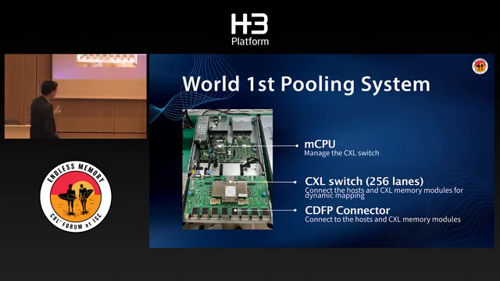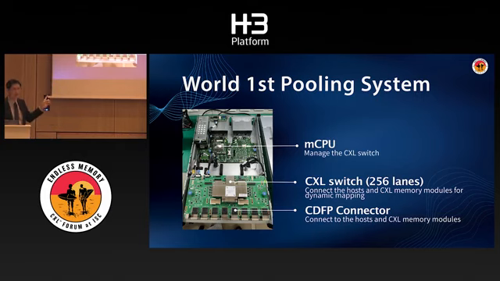We based this on the SCON 256 CXL switch. So there is a switch to connect to the host and also the CXL memory modules. And then there's one MCPU. The MCPU has the fabric manager. It can do the memory mapping to the host. And all these CDIP connectors are connected to either the host or the memory module chassis. This is the first unit.